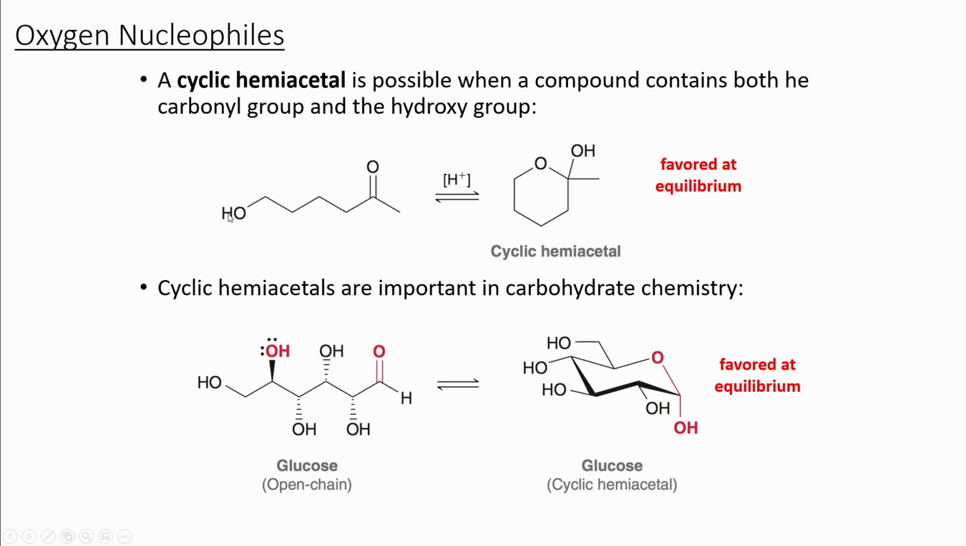The alcohol from one reactant is already very close to the carbonyl group. It's already kind of locked in position there, since the fact that it's already part of the molecule brings it closer in proximity. And these are important in carbohydrate chemistry. Most sugars are made from the cyclic hemiacetals. For example, here's glucose in its linear form, and then at equilibrium, it's actually favored in this six-membered ring cyclic hemiacetal.